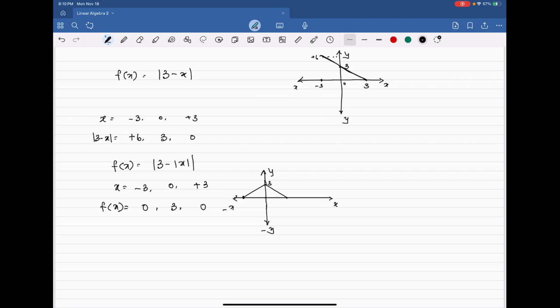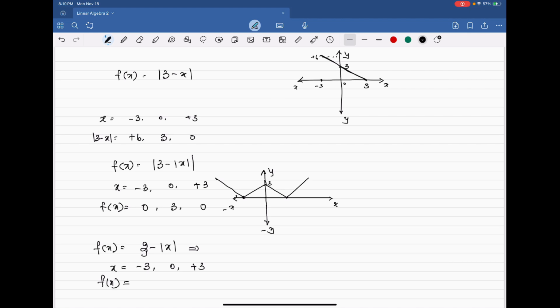Next comes the function f(x) is equal to 3 minus absolute value of x, without the outer absolute. x is equal to minus 3, x is equal to 0, x is equal to plus 3. We are only doing it for 3 points.